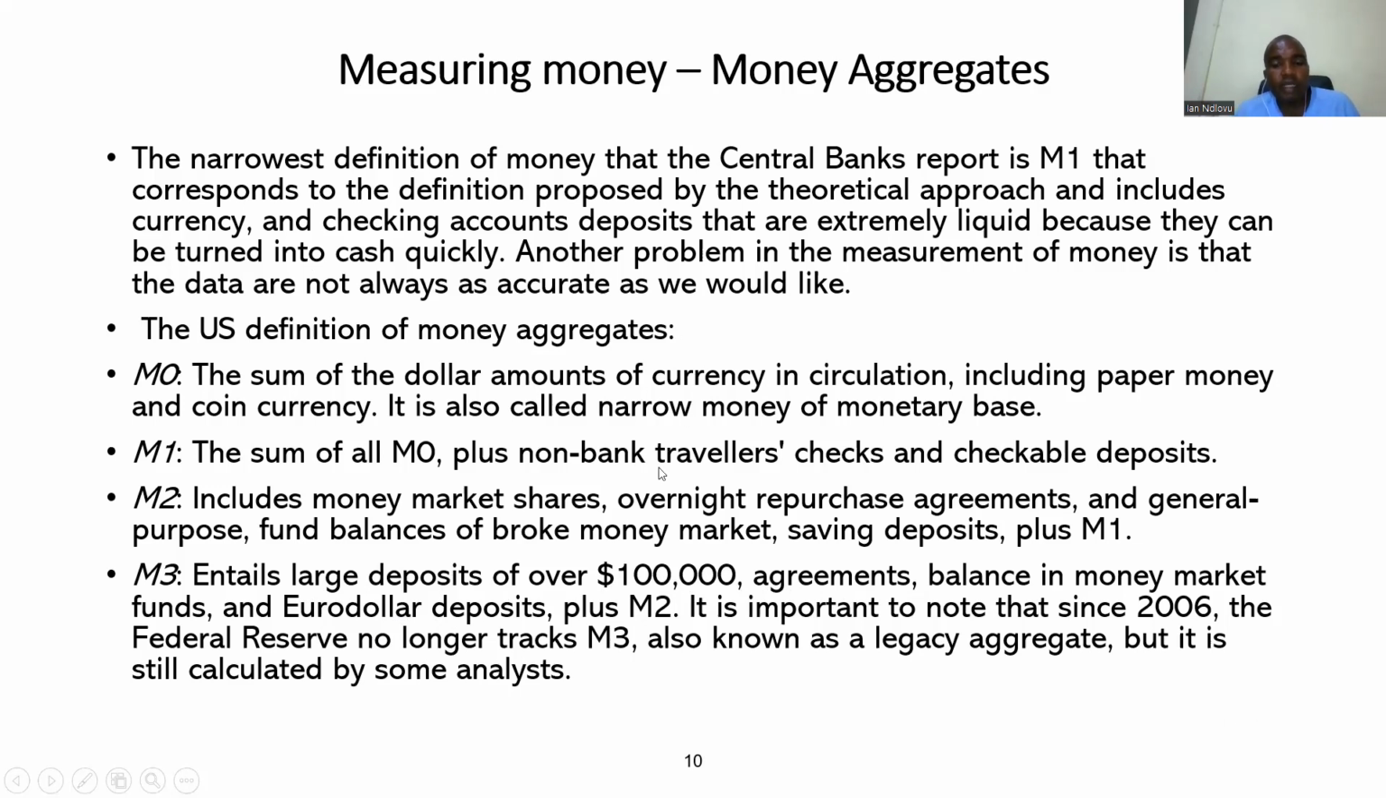But these money aggregates, they differ from one country to another. The key thing to realize is that to the original or the base definition of money, which is M1, certain financial instruments are added until we add all financial instruments in the economy when we are looking at M3.